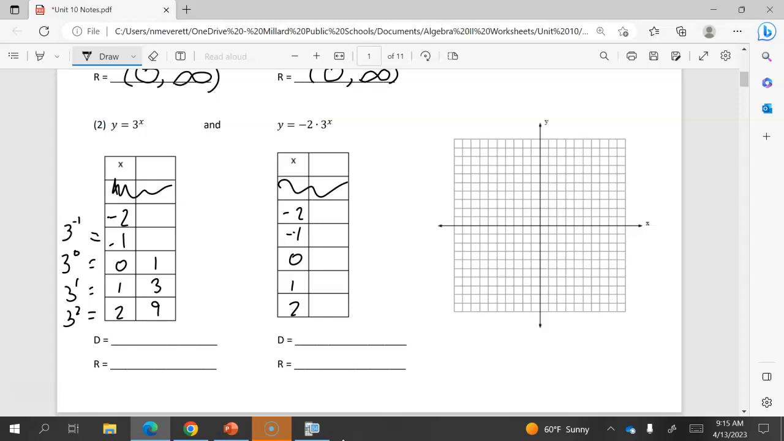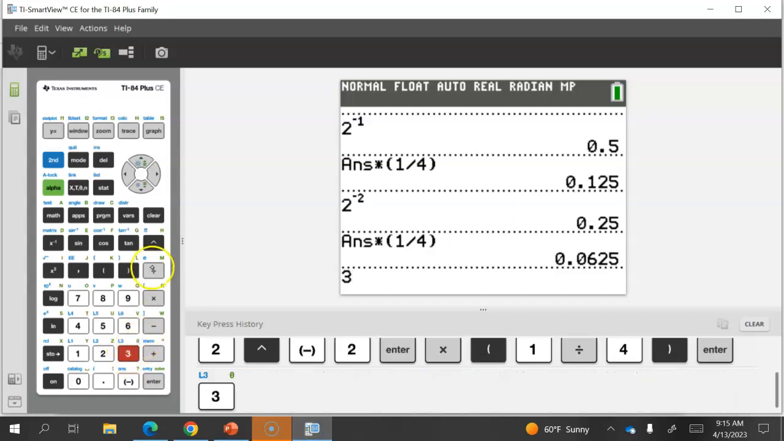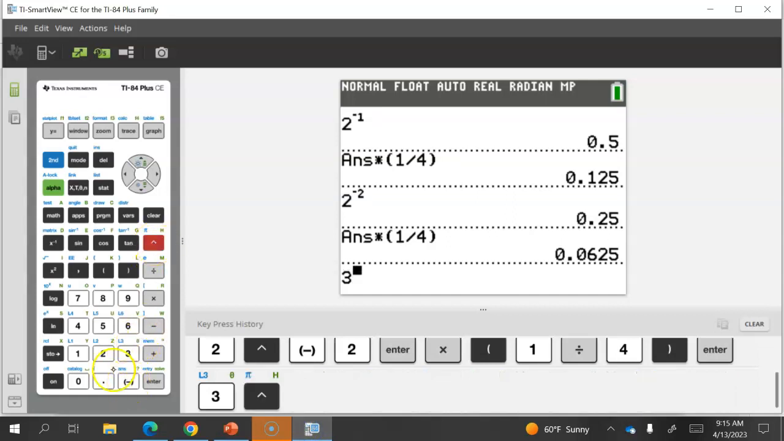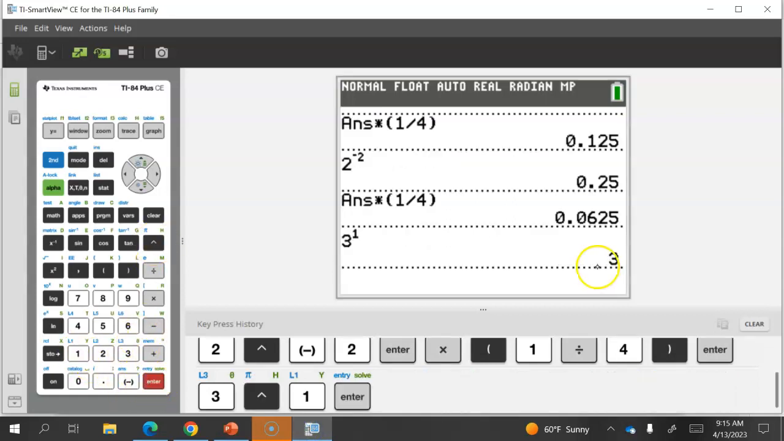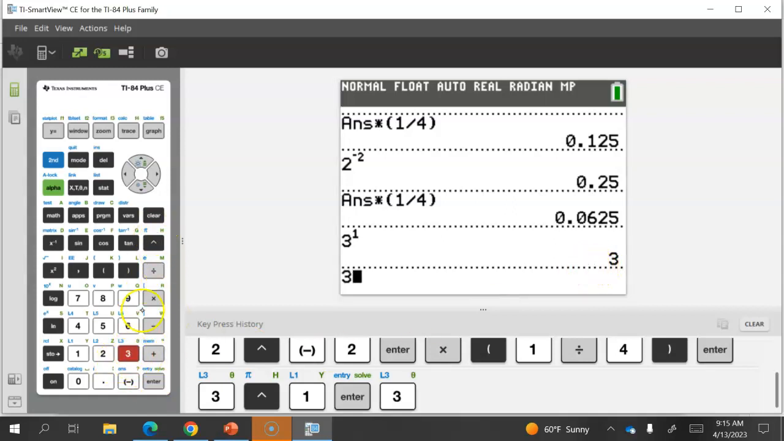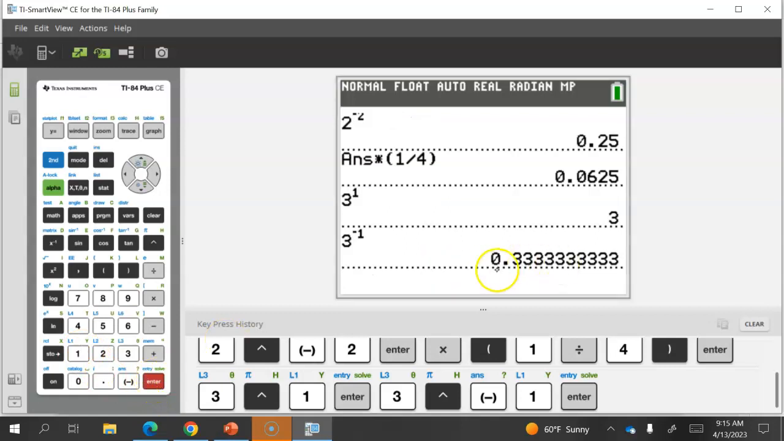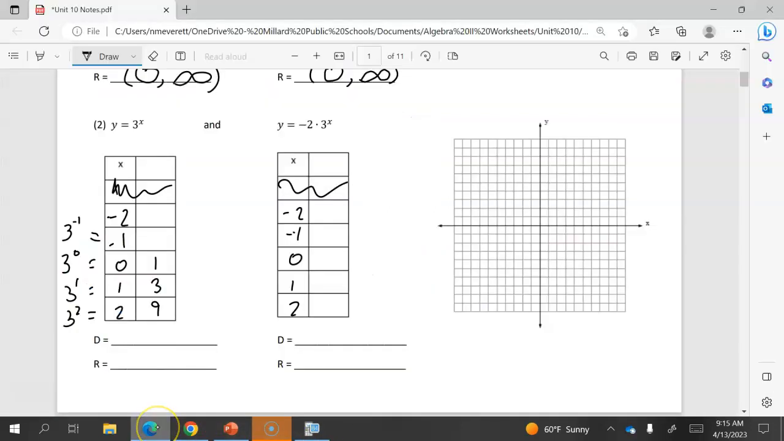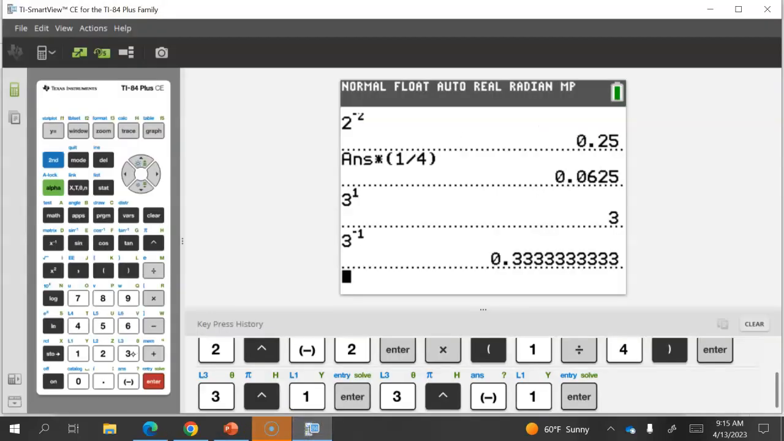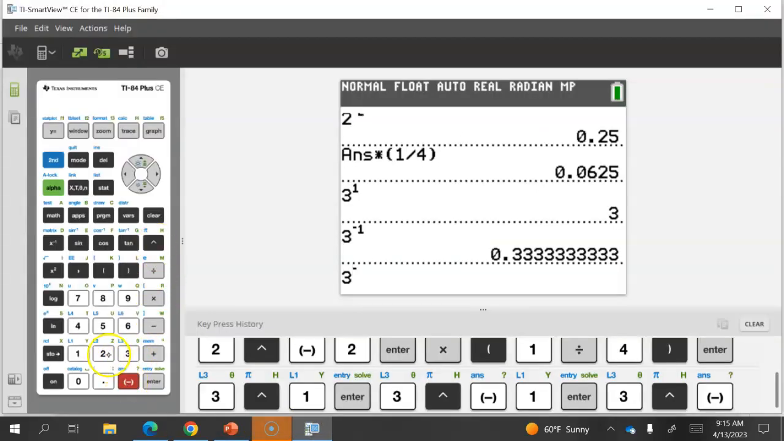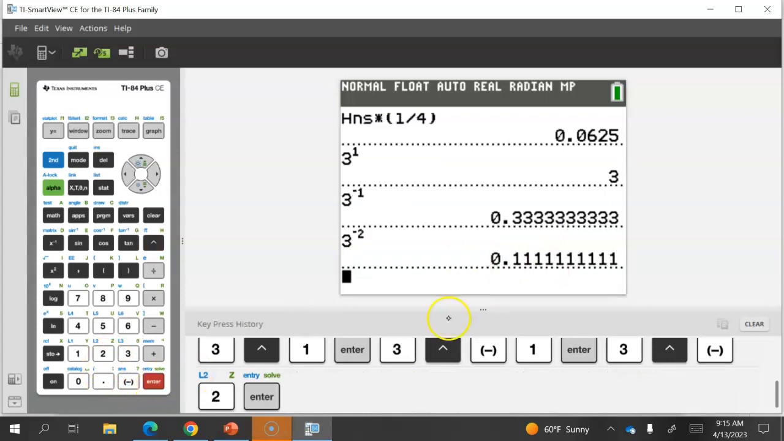Do the negative exponents in your calculator. This button's your exponent button: 3 to the negative 1. There we go. That's about 0.3 repeating, so it's about 0.3. And then negative 2: 3 raised to the negative 2 is about 0.1.